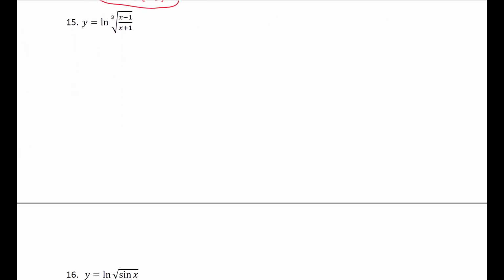Okay, example 15, very similar to the one we just did. So, same idea. Natural log of the cube root of x minus 1 over x plus 1. We want to go ahead and rewrite this using our properties. So remember, cube root is the same thing as saying natural log, in this case, of x minus 1 over x plus 1 all to the 1/3 power. So we can use that property to pull out our 1/3. So 1/3 natural log of x minus 1 over x plus 1.